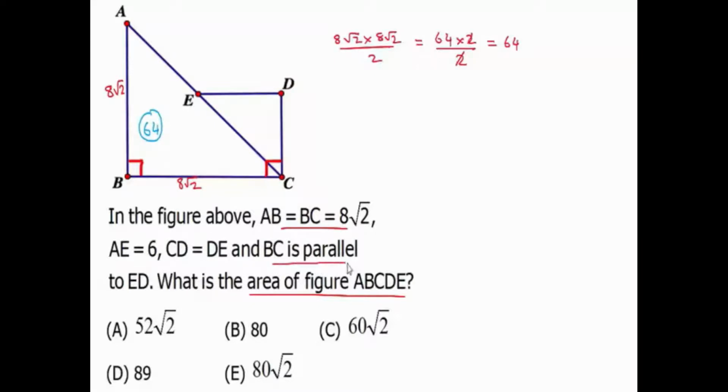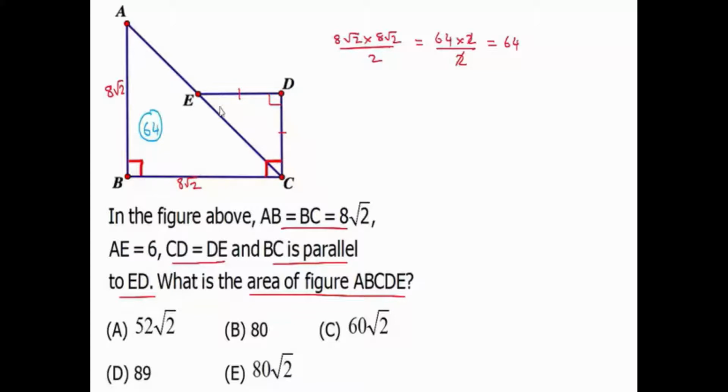Given that BC is parallel to ED, we know that this must also be 90 degrees because these two angles, known as same side interior angles, must add up to 180 degrees. So triangle EDC is also a right triangle. We can find its area if we know the length of ED and DC. They form the base and the height of the triangle. Now it's given that CD is equal to DE, so we know this is an isosceles right triangle, or in other words, a 45-45-90 triangle.